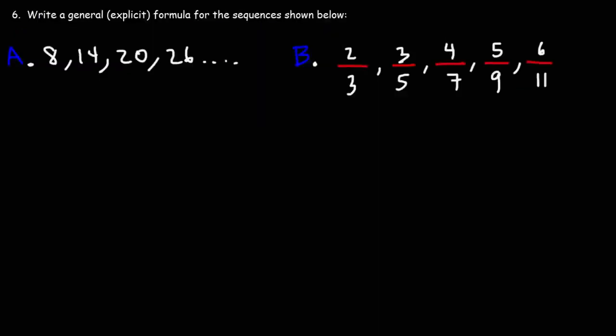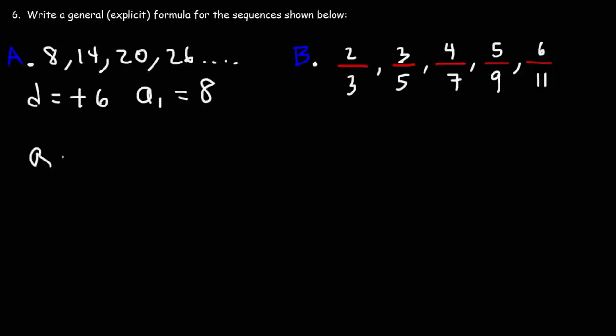Number 6, write a general formula or explicit formula, which is the same, for the sequences shown below. In order to write a general formula or an explicit formula, all we need is the first term and the common difference if it's an arithmetic sequence, which for part A, it definitely is. So if we subtract 14 by 8, we get 6. And if we subtract 20 by 14, we get 6. So we can see that the common difference is positive 6, and the first term is 8.